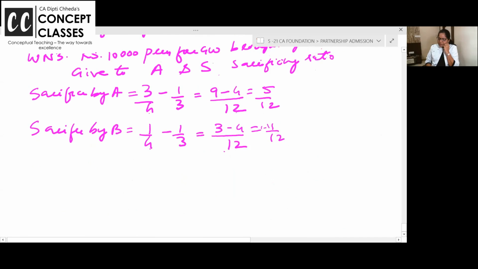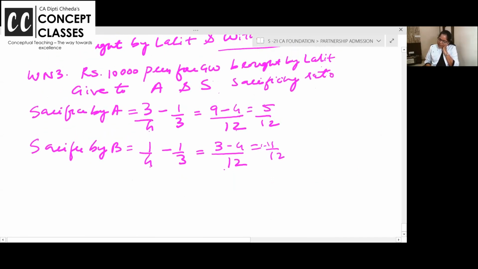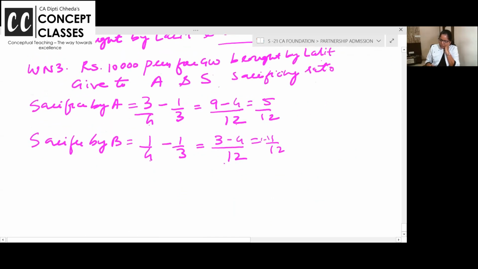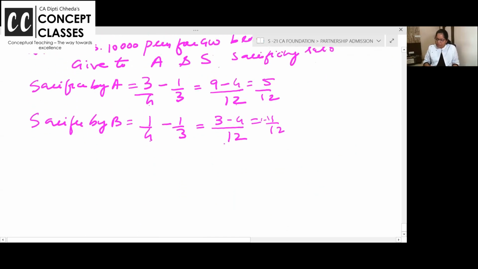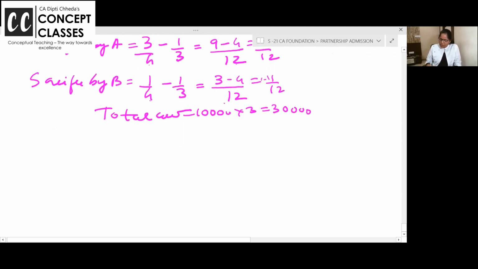And the partner who is bringing the goodwill. Now for these kinds of problems, we should better prepare the table, because one is gaining and one is losing. I'll show both ways. First make 10,000. For what share did he bring 10,000? Total goodwill: 10,000 into 3 is 30,000. Any doubt? For 1/3 he has brought it. So now prepare that table.